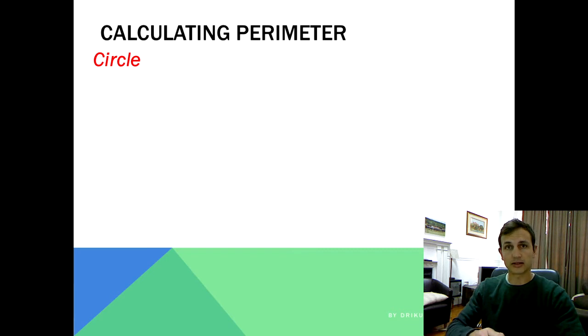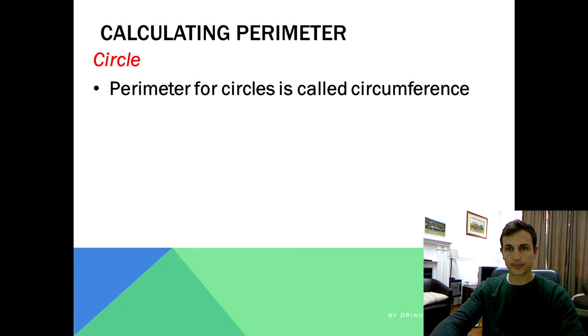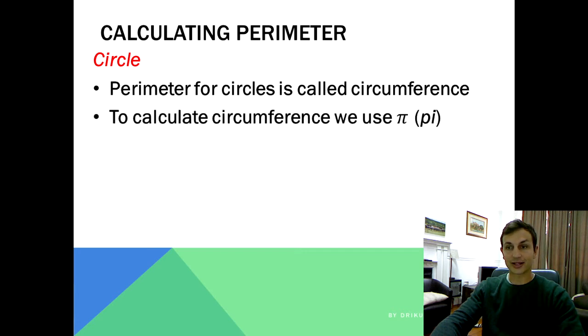The one that is probably the most difficult of the lots is a circle, because it includes a little symbol that is not all that common to you guys most of the time. So like I said before, the perimeter for circles is called circumference, and to calculate circumference we use pi. That is just the symbol for it. The actual value of pi is an irrational number. It's 3,14, and it obviously just carries on into infinity, and there's no pattern. That's why it's an irrational number.